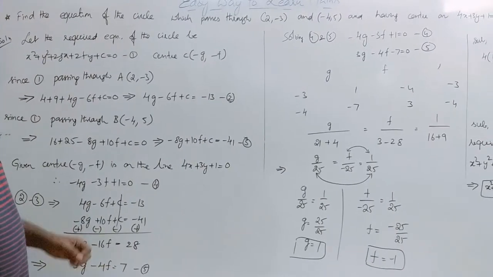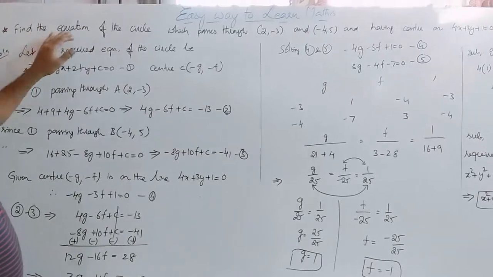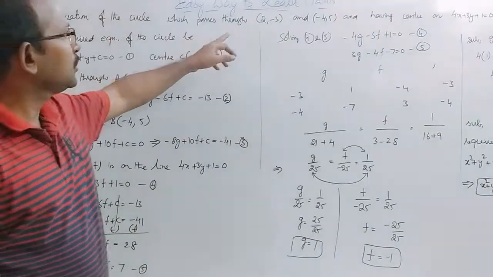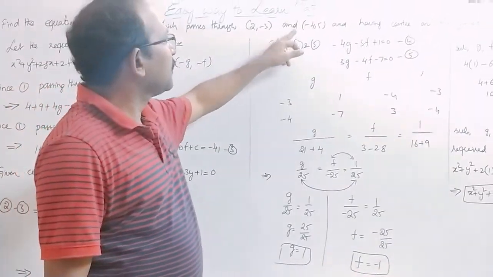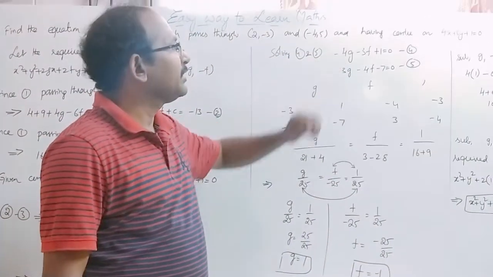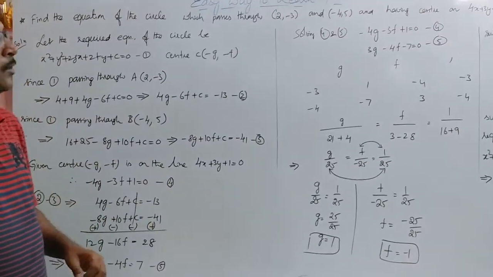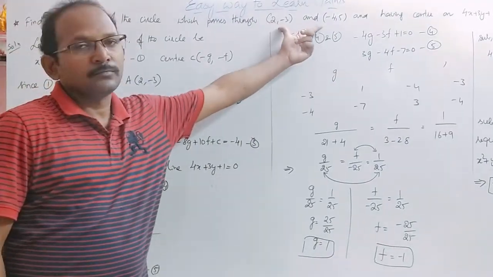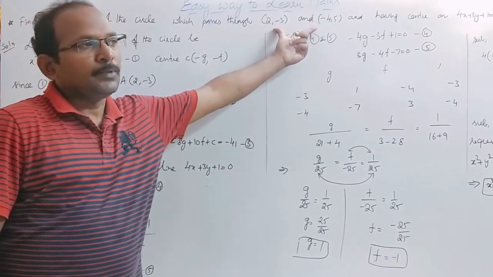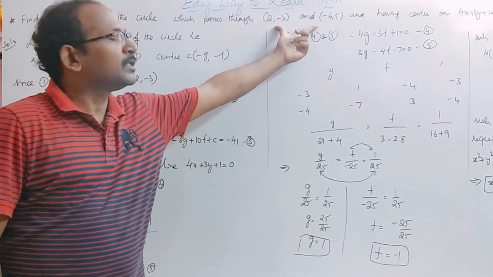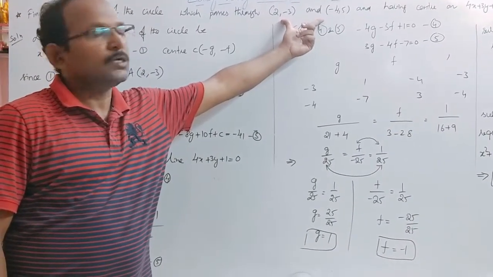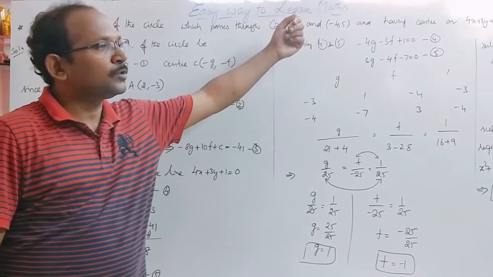Okay. Now, let us solve another problem. Find the equation of the circle which passes through 2, minus 3 and minus 4, 5 and has its center on 4x plus 3y plus 1 equal to 0. Here only 2 points are given. In the previous problem, the required circle was passing through 3 points. Here only 2 points are given.